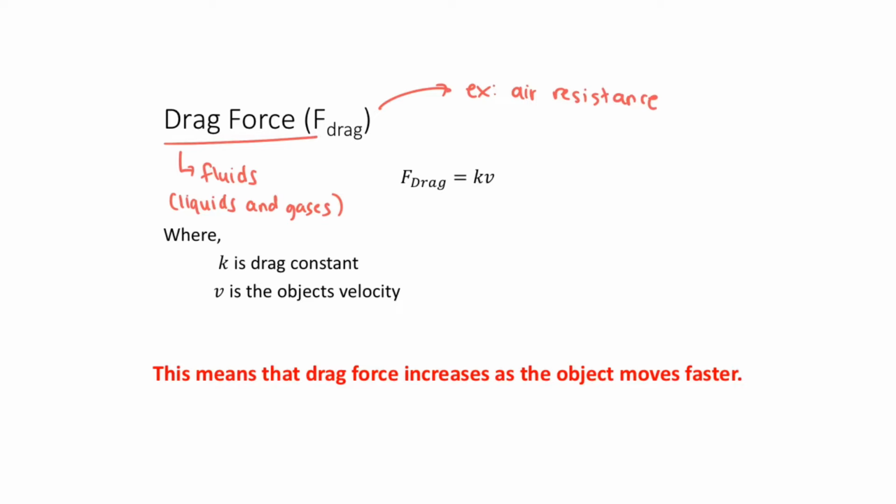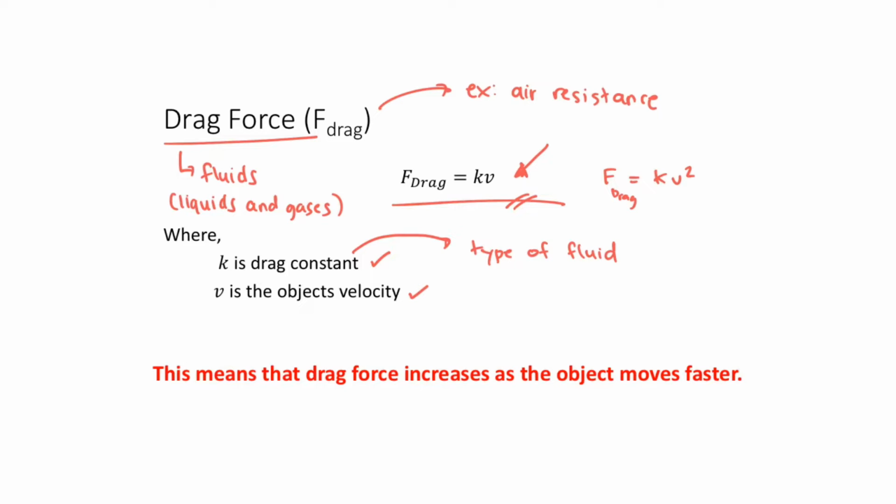Now for this lesson, drag force will take this formula: F drag is equal to kv. In some books you would also say F drag is equal to kv squared, but for this lesson we are going to focus on kv, where k is the drag constant and v is the velocity of the object. Now k actually depends on the type of medium or the type of fluid through which an object is falling.